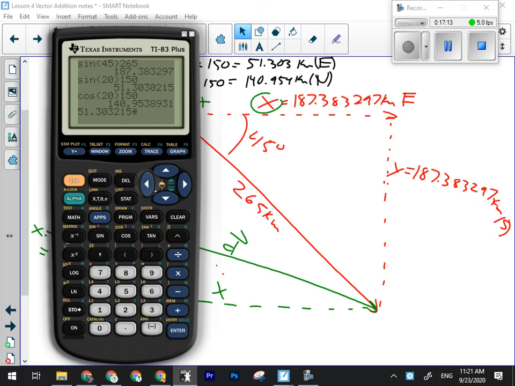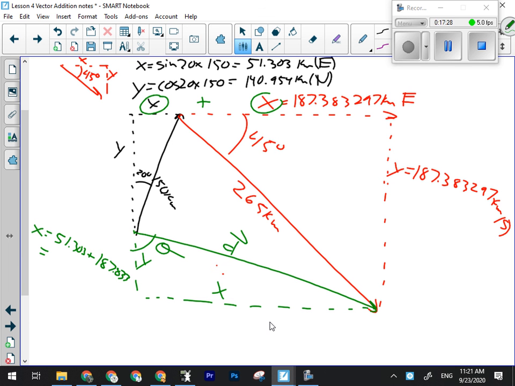Oh, I missed a zero. Plus 187.833. Okay, so we're looking at 238.686 kilometers, and that's east.